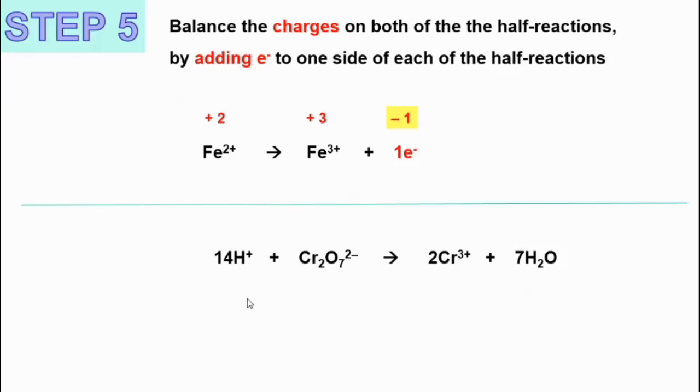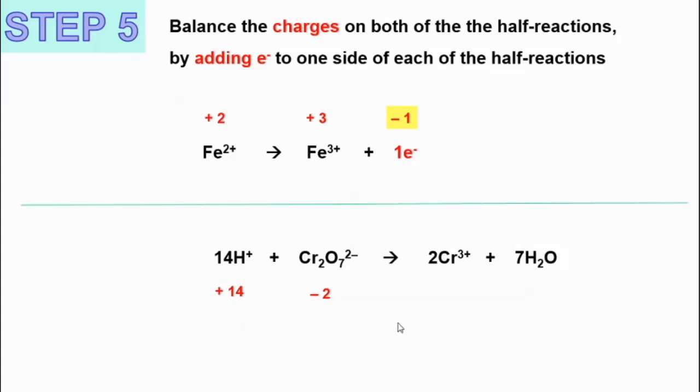Let's start with hydrogen. Since hydrogen carries +1 charge, and there were 14 moles of H+ here, the total charge would be +14. The total charge of dichromate is 2-, so you put here -2. The overall charge for this left side would be +12. Keep in mind that value, +12.